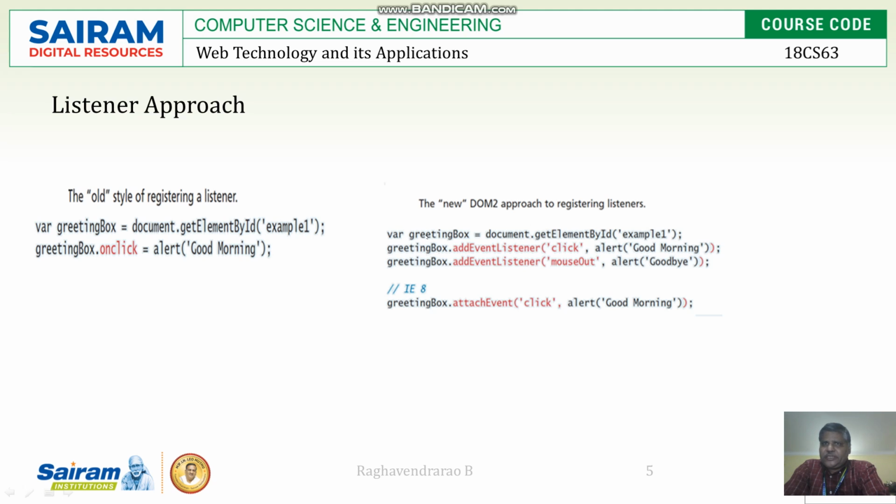So the first line is the same, there is no change in that: variable greetings box equals document dot get element by ID example 1. Then greetings box is the same, but onclick is not there. Instead, add event listener. Which event? Click event. So alert is good morning. Again for the same box, it is going to take add event listener mouse out, alert goodbye. So here mouse out or mouse in, or focus.